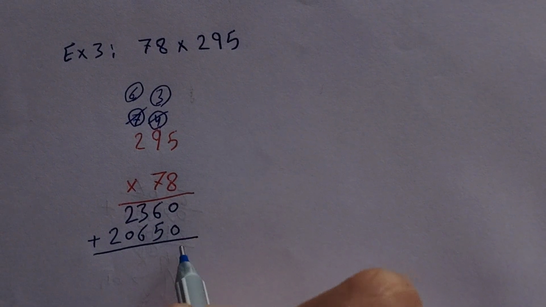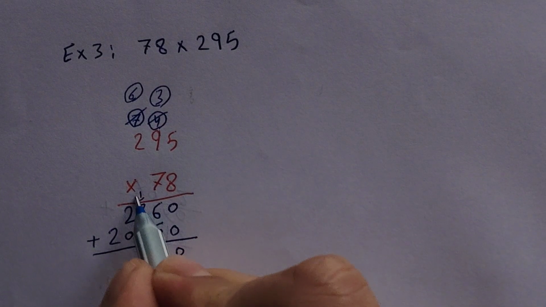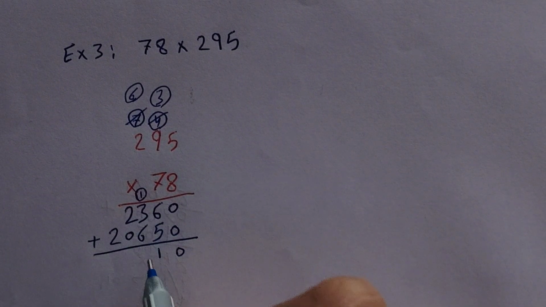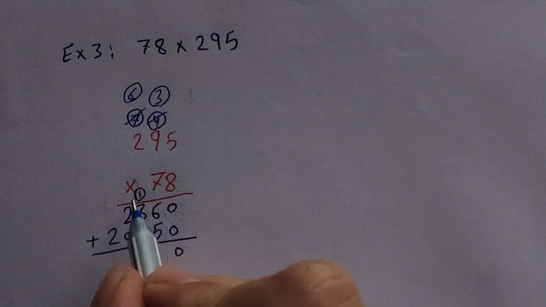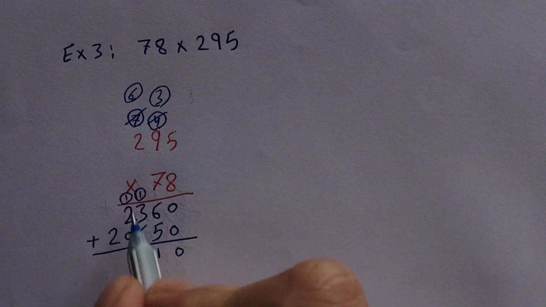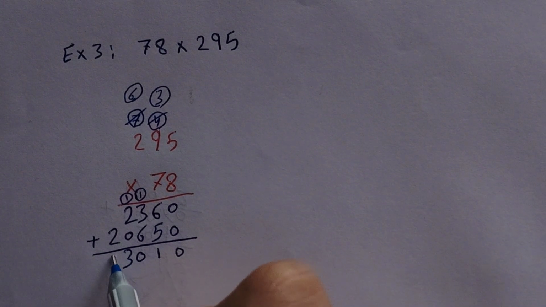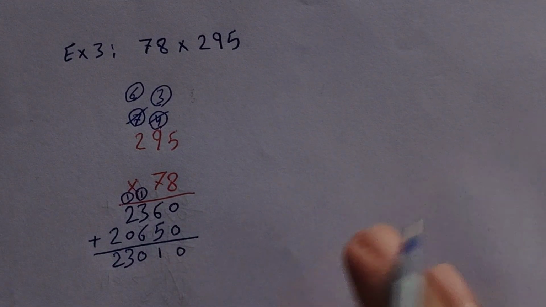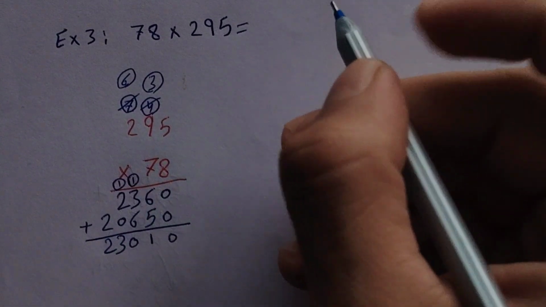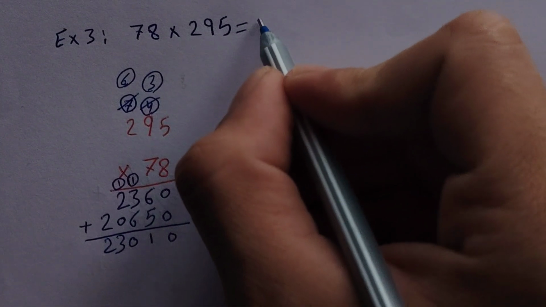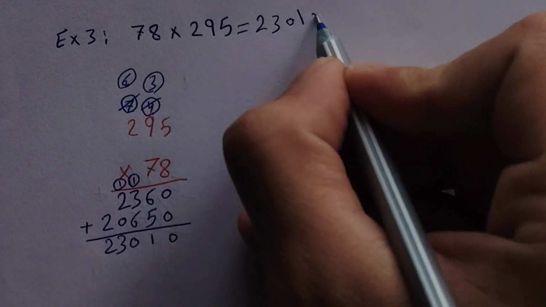And we add them together. It will be 0, 11, raise 1 to the next digit. That one, 1 plus 3, 4, plus 6, 10, 0, raise 1 again. 1 plus 2, 3 plus 0, still 3, and 2. So 78 times 295, the product is 23,010.